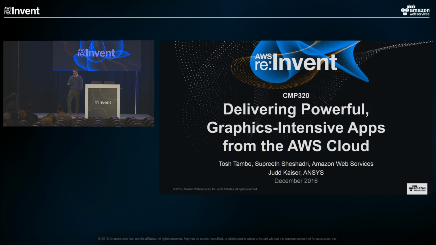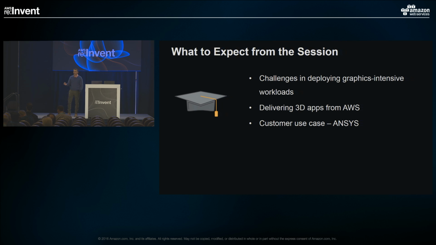So today we will look at a few things, starting out first by seeing what it means to deliver graphics-intensive applications in general, and then what are the challenges with doing that on premises, and then some interesting opportunities as well as challenges doing that on the cloud, on AWS. So we look at that.